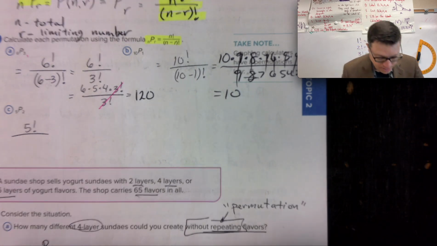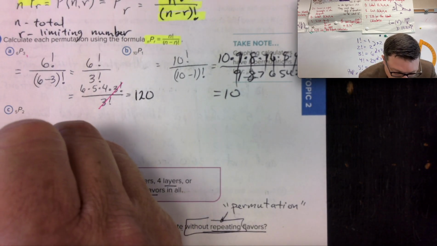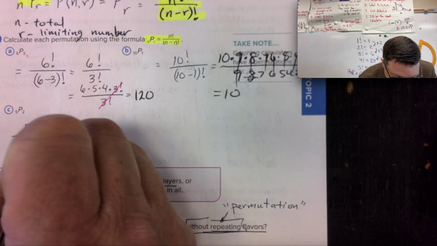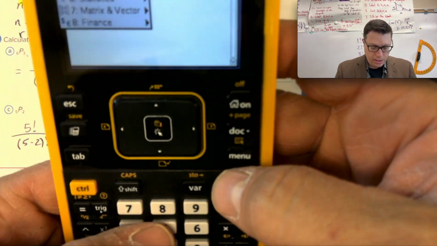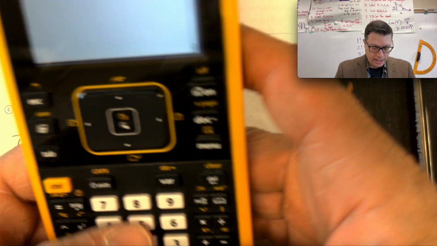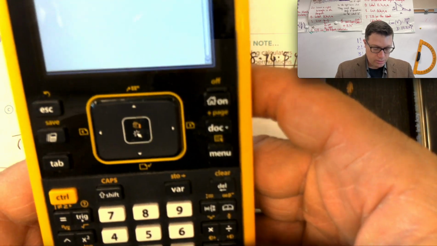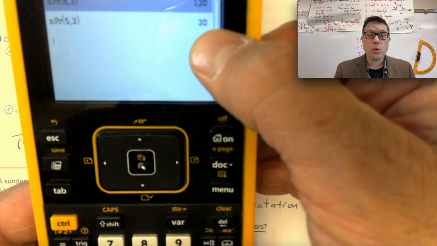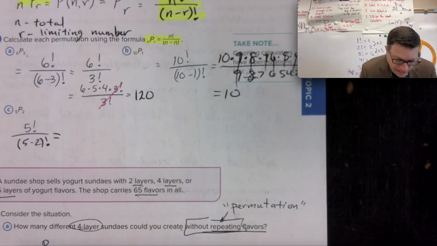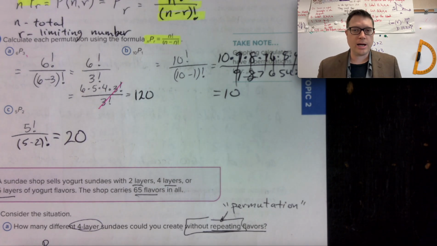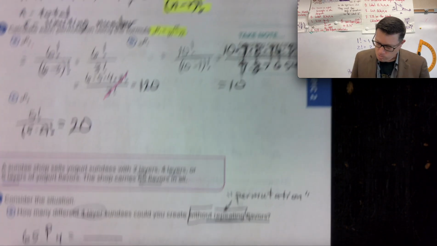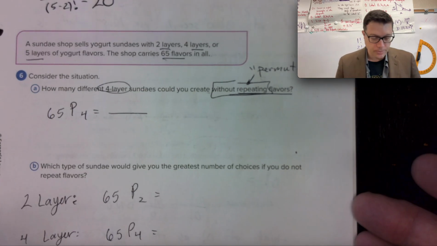Let's go to the next question. 5 permute 2 means 5 factorial over 5 take away 2 factorial. And I can just go right into this one: menu, 5, 2, and then 5, 2, enter. There are 20 ways to take 5 things and arrange them 2 at a time.